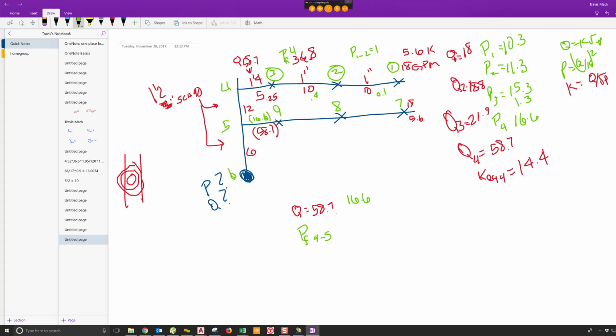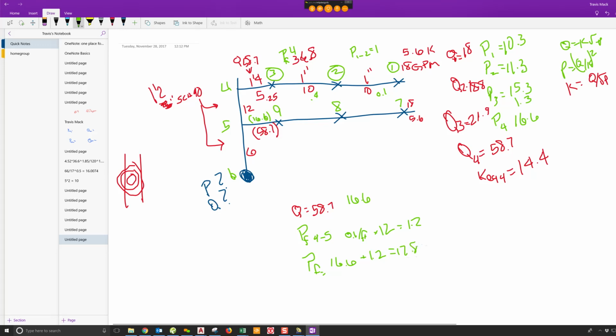And that's to the power of 1.85, divided by the diameter of 1.5 inches, the inside diameter was 1.61, right? 1.61 to the power of 4.87. So I come up with 0.14 psi per foot. We've been doing 1 decimal, so let's say I come up with 0.1 per foot, right? Per foot times 12 feet equals 1.2. So now my pressure, my P5, is going to equal 16.6 plus 1.2, 17.8. You guys got that?